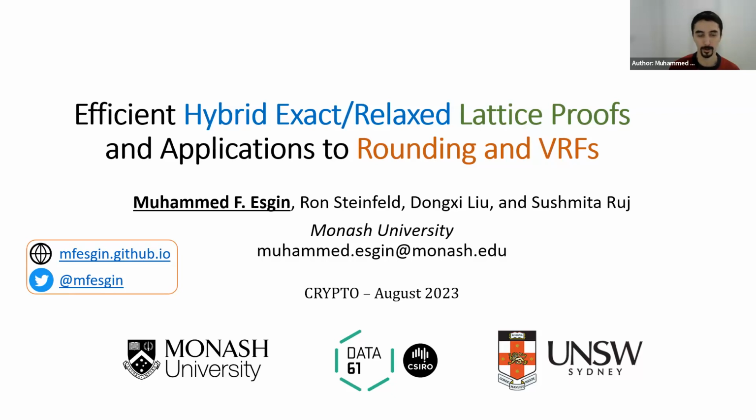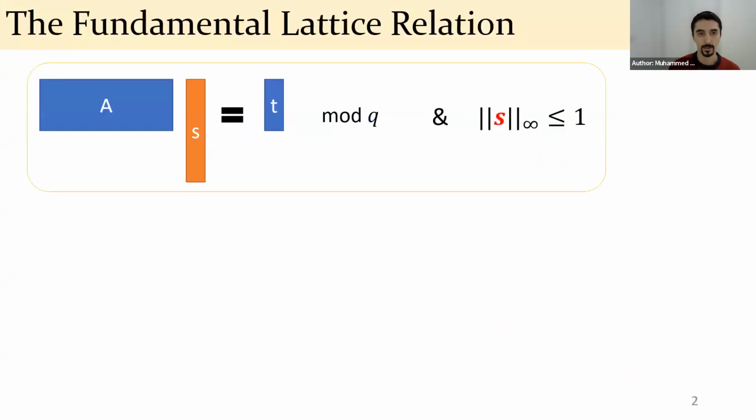So our work is on lattice-based zero-knowledge proofs, and particularly building efficient hybrid exact relaxed proofs and their application to rounding and VRFs. So let's start with the fundamental lattice relation that we see everywhere for encryptions, for signatures, for PRFs, so basically almost everything in lattice-based cryptography can be written in this form. We have a public matrix and vector A and T, and a secret vector S with small coefficients. For example, they might be bounded by 1 in absolute value, and we have A times S equaling T mod Q.